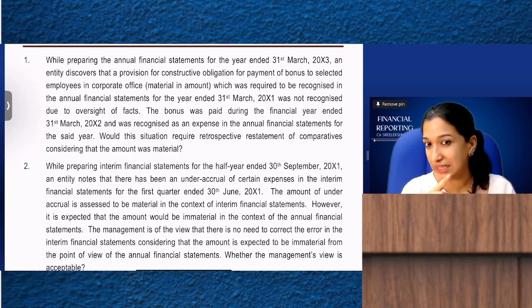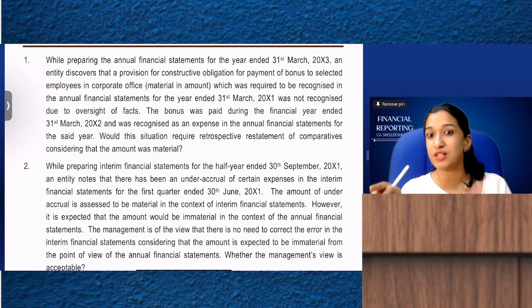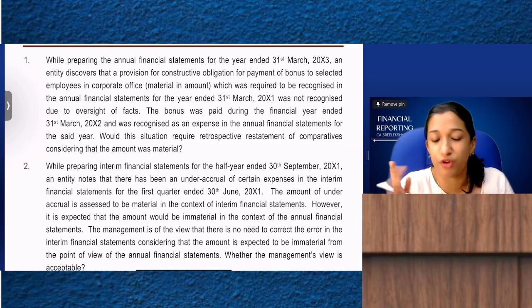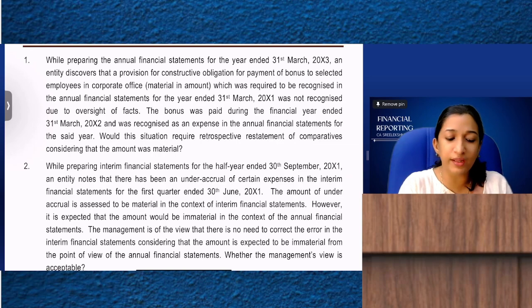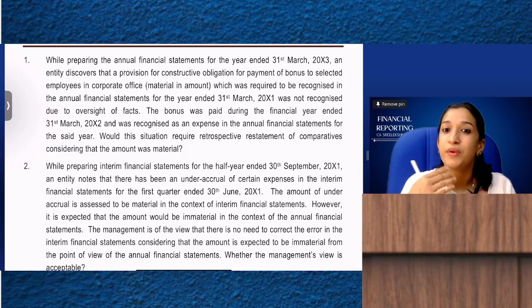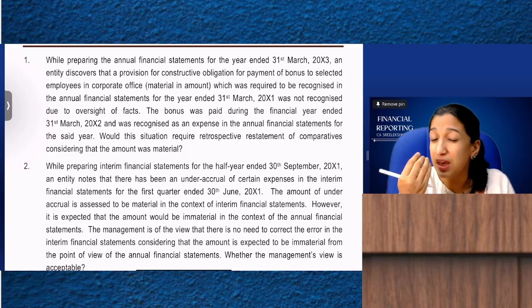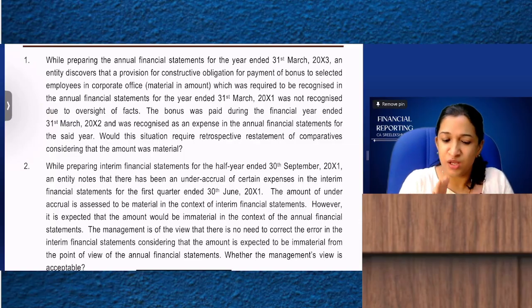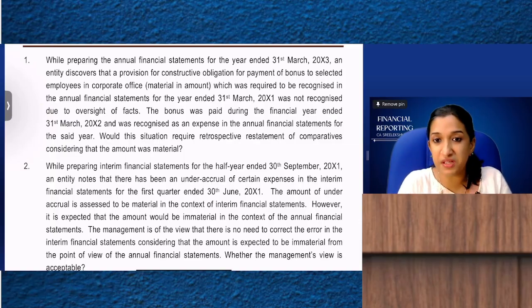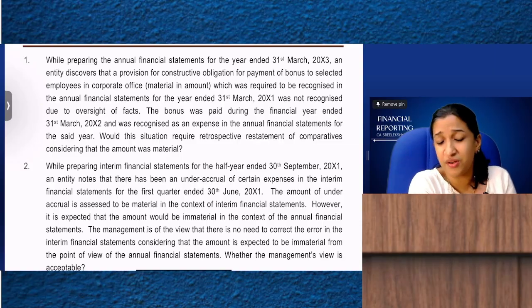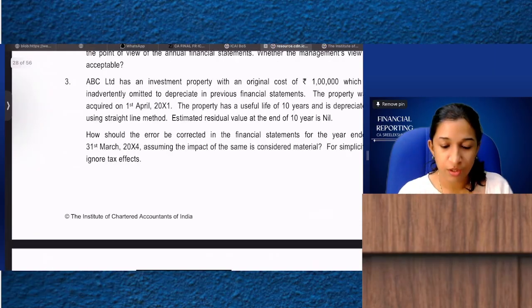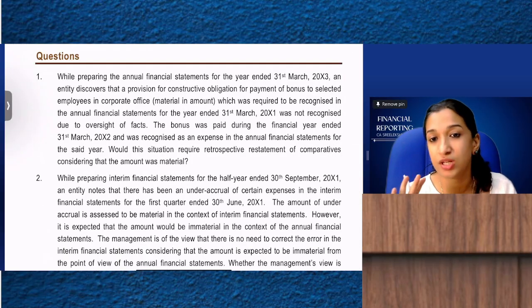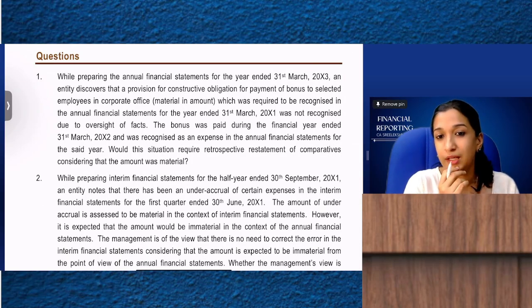So you are in 2013 now, 31st March 13, last year 31st March 12, again 31st March 11, you are required to recognize the provision which you have not recognized. Bonus was paid during the financial year ended 31st March 12 and was recognized as expense in annual financial statements of the said year. Now we realized the previous year it is paid and recognized as expense. Would this situation require retrospective restatement of comparatives considering that the amount was material? Yes. So whether correction is required? Yes, correction is required. So what correction is to be done?